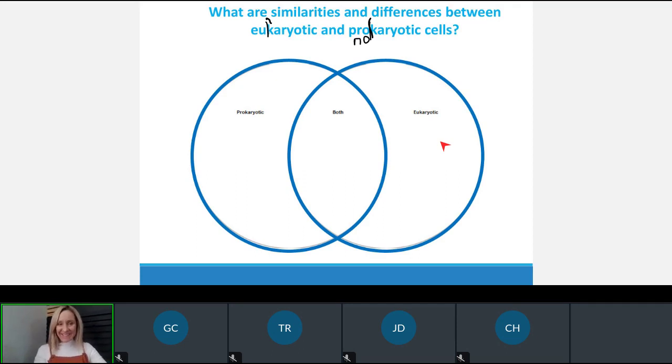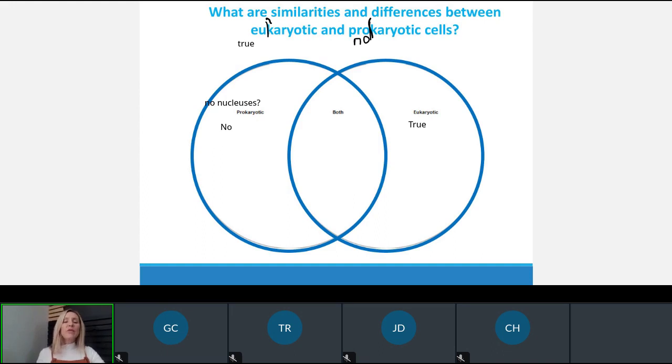You're right, Macy. Pro equals no. Perfect. And U equals what? It starts with the T. Yes, U equals true. So somebody put true underneath there. And we're talking about no and true what? And when we're talking about eukaryotic and prokaryotic cells, yeah, the nucleus. Right? Good. And so we stuck it on here. We've got a true nucleus and no nucleus.